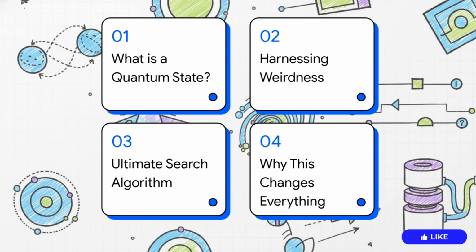So, here's our roadmap for today. First, we're going to get into the absolute core building block, the quantum state. Then, we'll see how we can actually take all this quantum weirdness and control it. After that, we'll look at a really cool search algorithm that shows off this incredible speed. And finally, we'll explore why any of this matters, the real-world problems this tech is ready to solve.